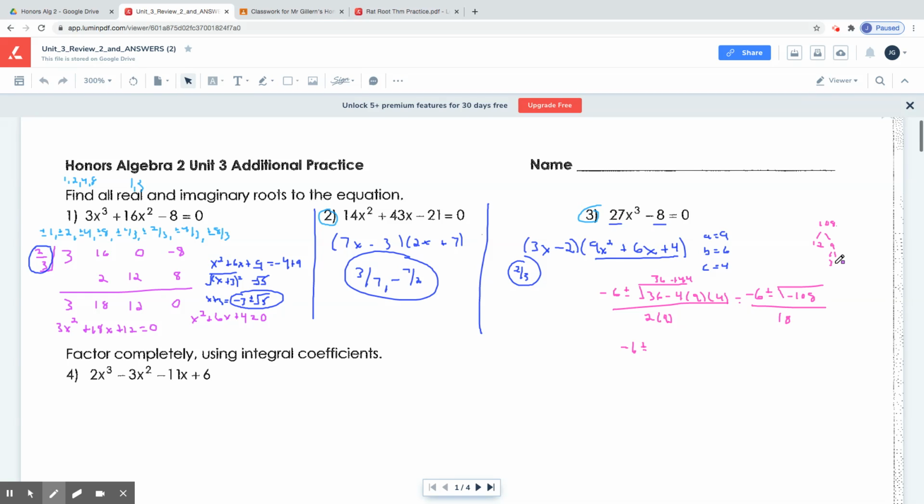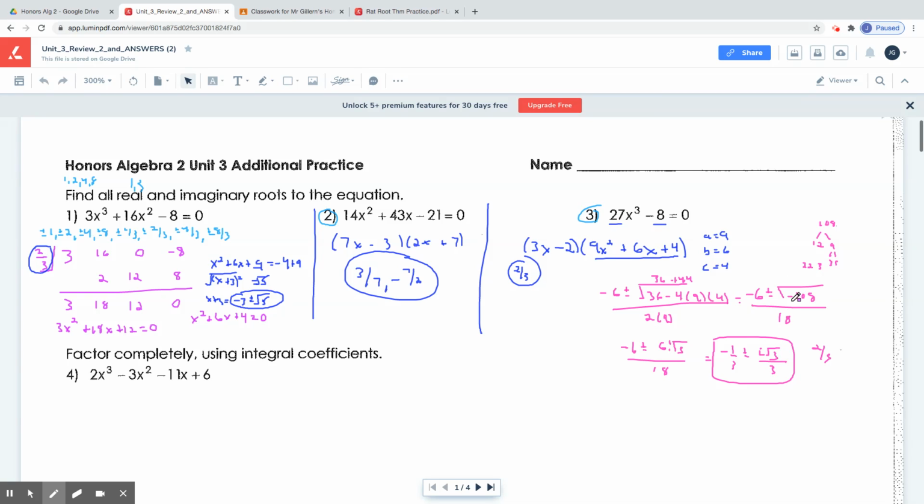9 is 3 and 3. 12 is 4 and 3, which is 2 and 2. So 2 and 3 is 6. So that gives me the 6 root 3 with an i out there. So 6i root 3 over 18. And if I split that up, that reduces to negative 1/3 plus or minus i root 3 over 3. Those are my zeros along with 2/3.